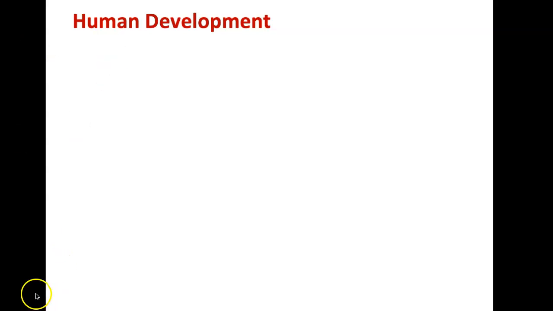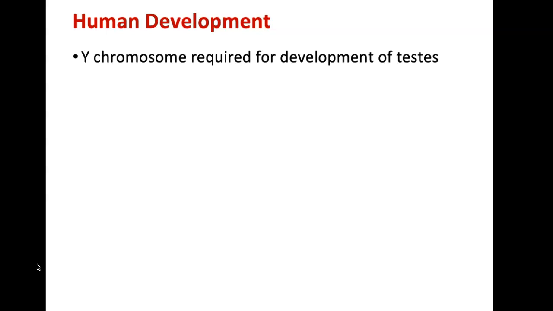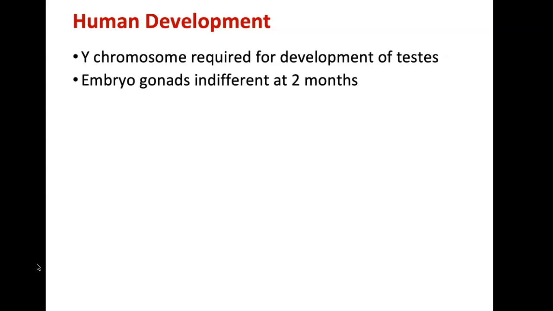So far, we've really focused on genes that are located on the X chromosome, but the Y chromosome is very important as well, and it has genes and alleles on it that develop very important traits. So, for example, the Y chromosome is required for the development of testes.